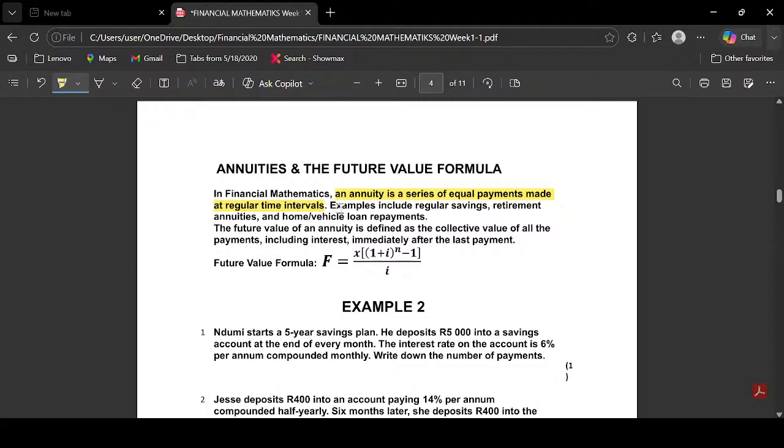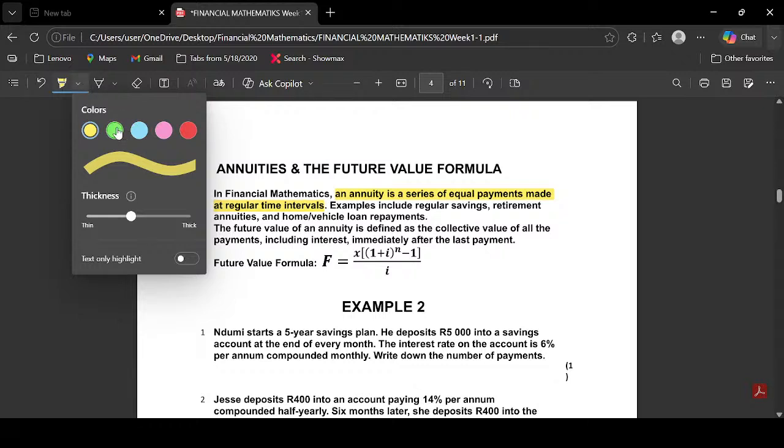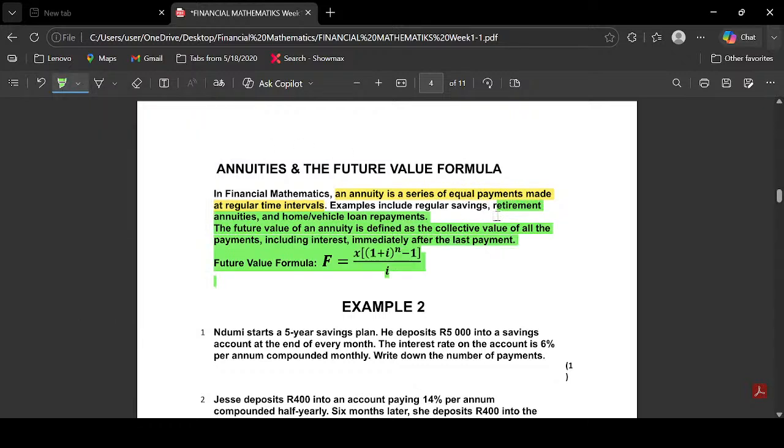It says examples include regular savings, retirements, and home and vehicle loan repayments. So when we deal with an annuity, because we're doing it regularly, it has to do with equal payments, and then it needs to be done on regular intervals.